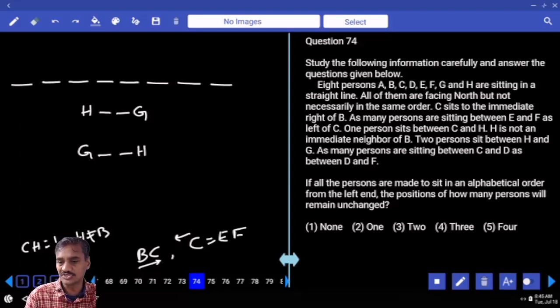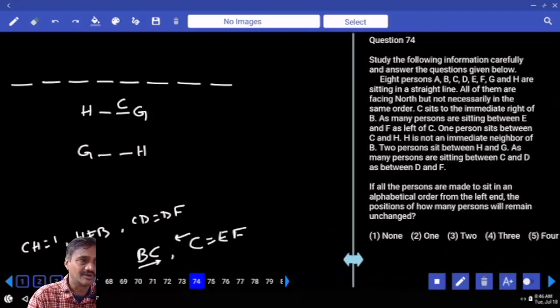And 1 person between C and H, H is not an immediate neighbor of B, and 2 persons between H and G. And as many persons sitting in between C and D as between D and F. Now if you observe here, there is no definite information given in the entire information. And so let us take the possibilities here. Now if G and H were like this, in between C and H there must be exactly one person, isn't it? C can be either to the right hand side of H or another possibility. Now C is here, H is here, and 1, 2, G is.